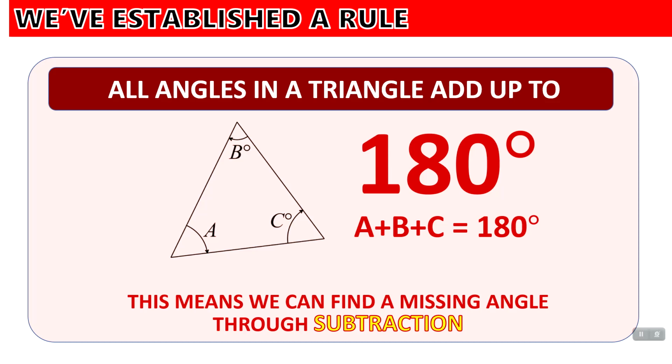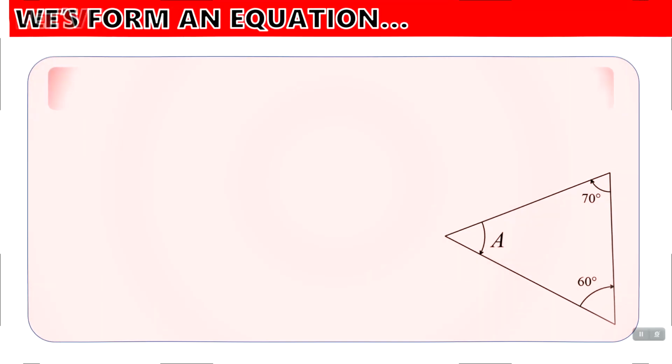If we were ever given a triangle with two angles and a missing angle, we should be able to find the third by subtracting from 180. So let's look at that. Here's a triangle. It has the three angles of A, 70 degrees, and 60 degrees. Well, how much is A? How many degrees is angle A? We don't know. But we do know that when we add up the three angles, it should total 180 degrees.